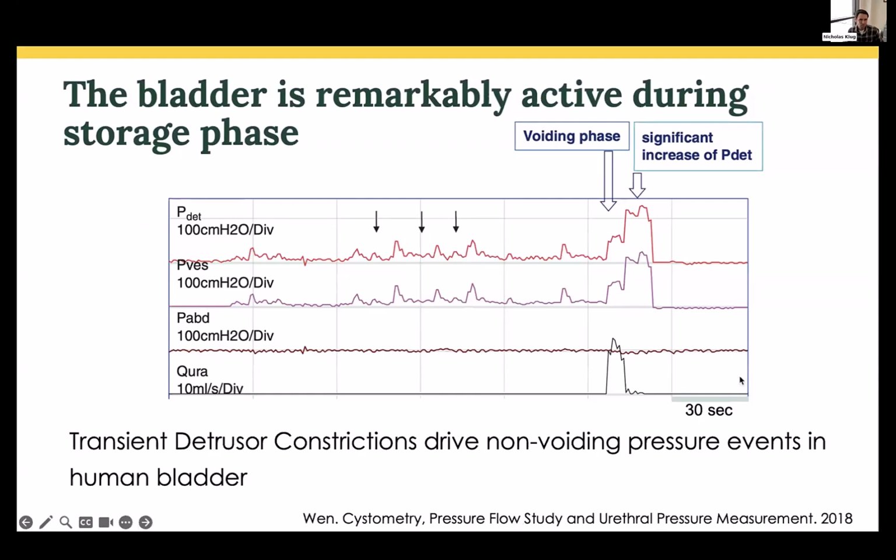The bladder is not relaxed during filling. It's actually remarkably active. This is a recording from a healthy human bladder where we see a voiding event: the detrusor pressure goes up, the intravesical pressure goes up, and we have flow, or a voiding event. But before this event, we have lots of detrusor activity, lots of pressure events going on in the bladder. And these events are driven by the bladder constricting, the detrusor layer driving these non-voiding pressure events.